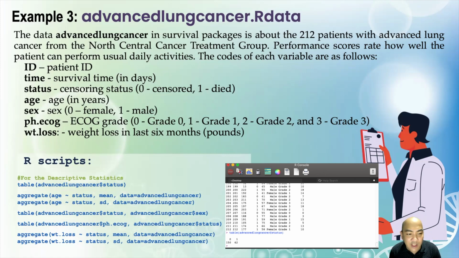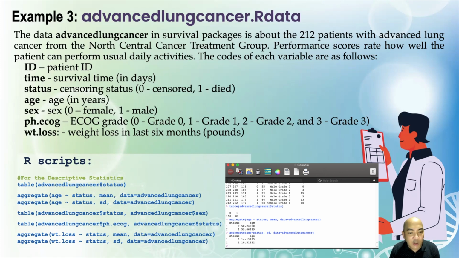So we may calculate that using the aggregate function, age tilde status, comma, mean, data equals advanced lung cancer, together with the SD, or the standard deviation. There we can see that the mean age of the patients who died is 59.66, and the mean age of patients who did not die is 50.24, as well as their standard deviation.